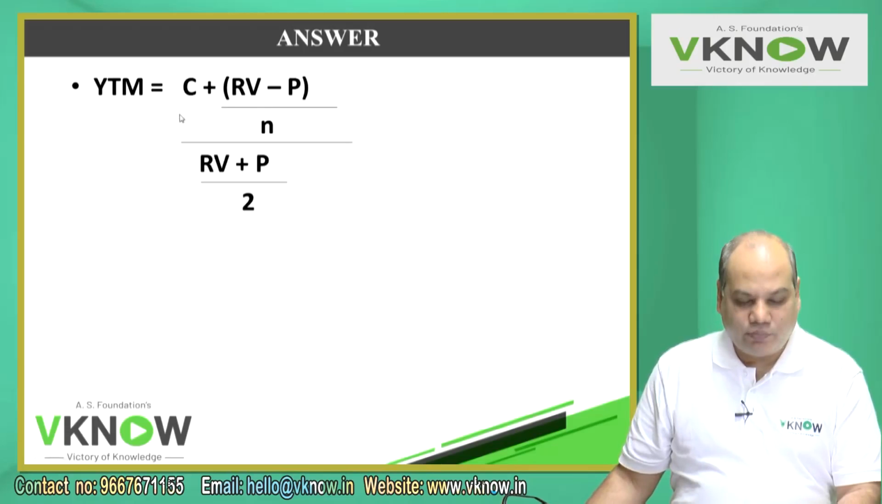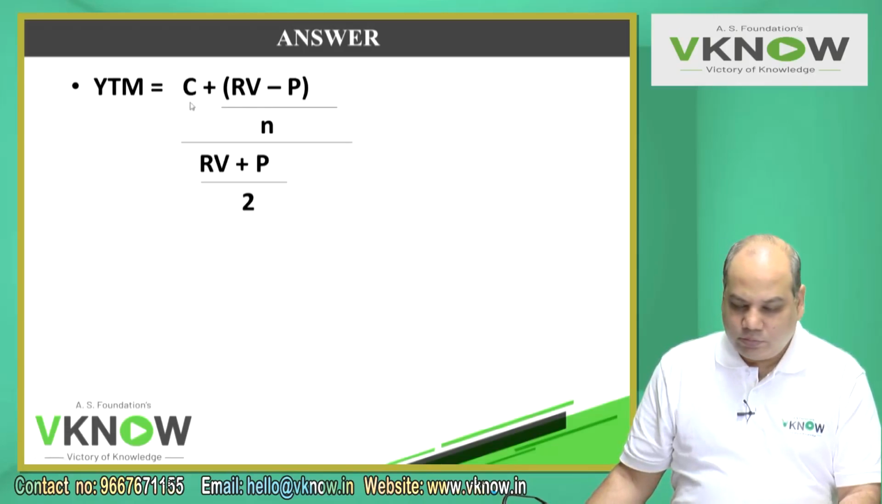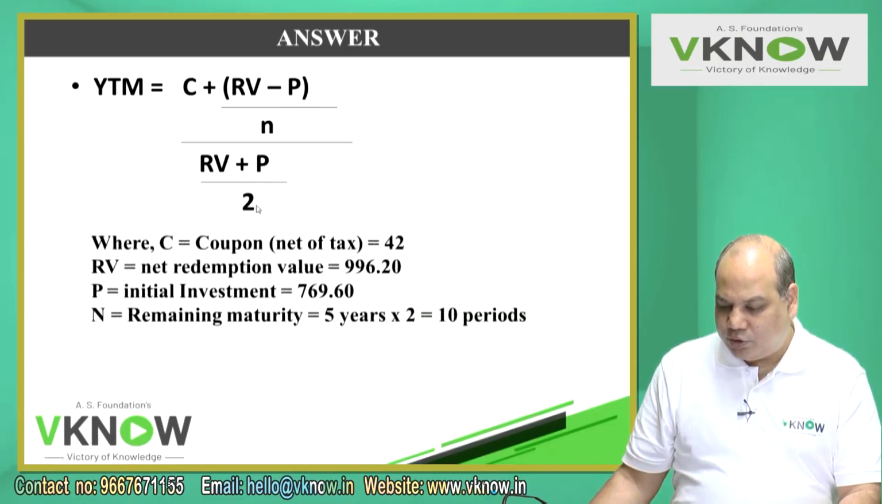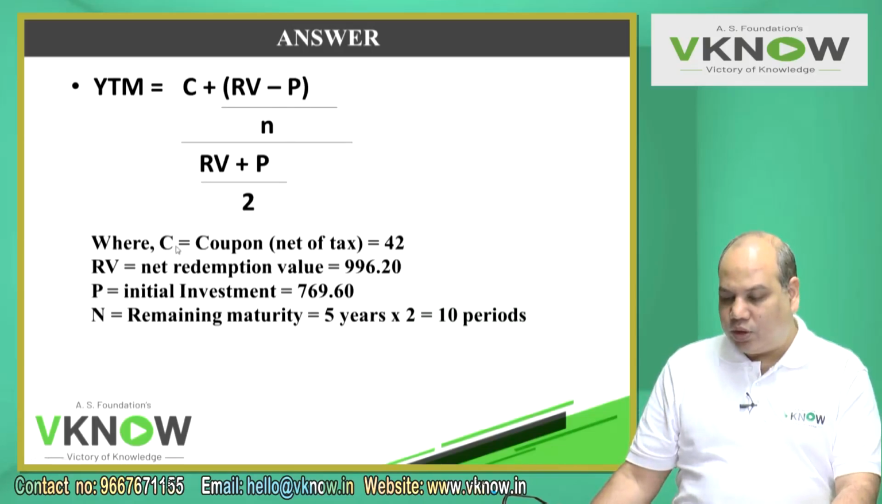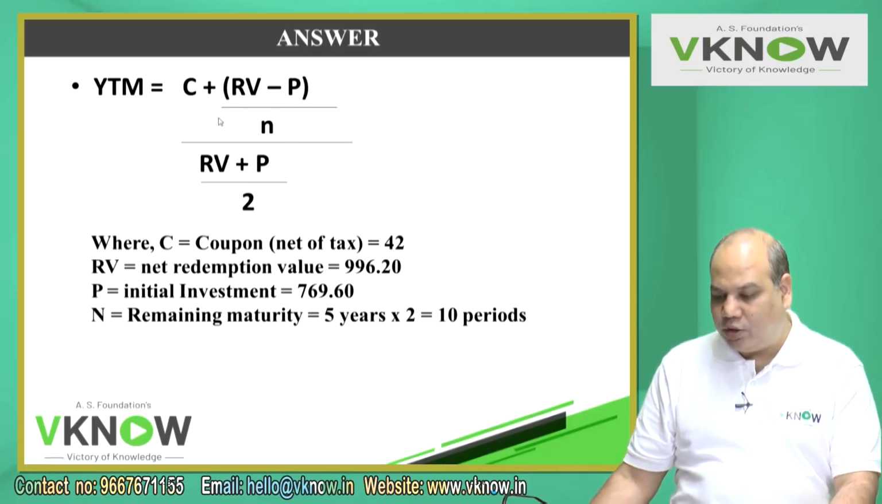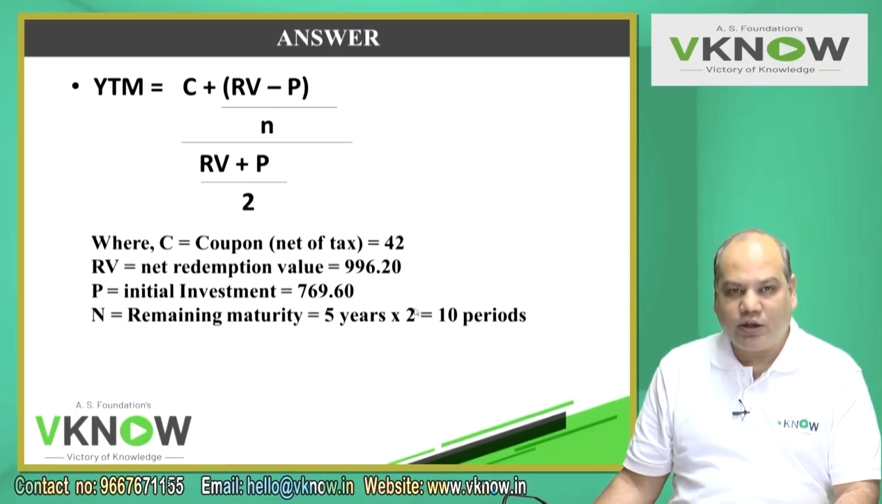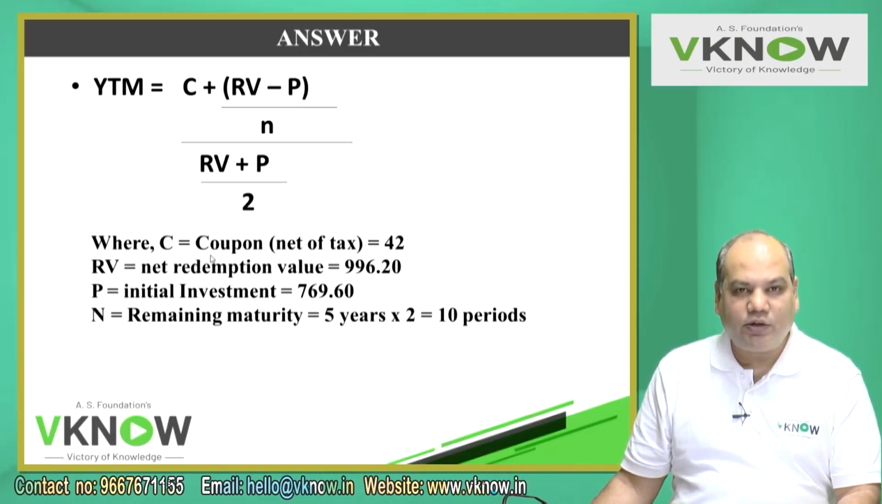YTM is equal to C plus (RV minus NP or P) divided by N, upon (RV plus P) by 2. You can use a symbol P or NP and then explain it below. In this question I am going to ask you to compulsorily write the meaning of these terms and their values against them. It is easy for understanding, and in future when you revise it, it is very easy.